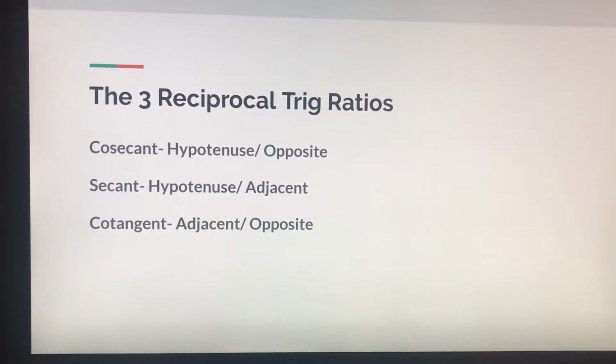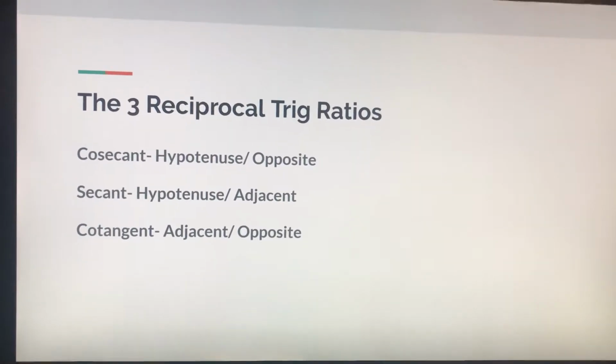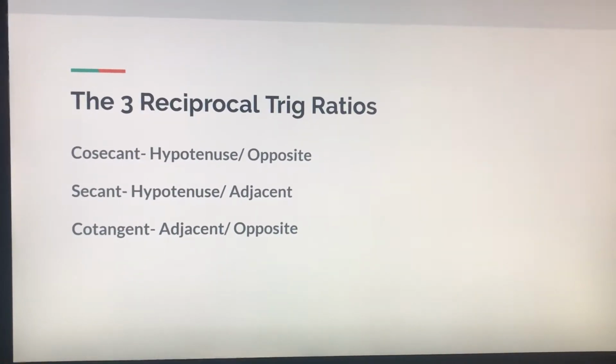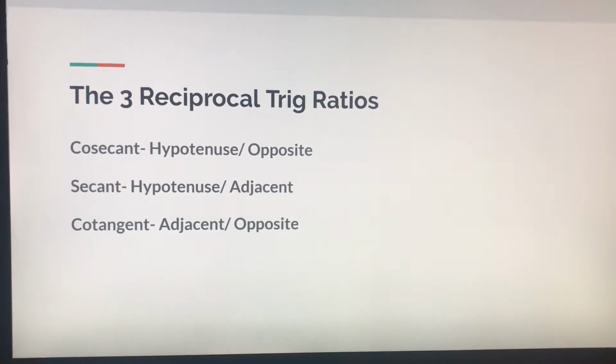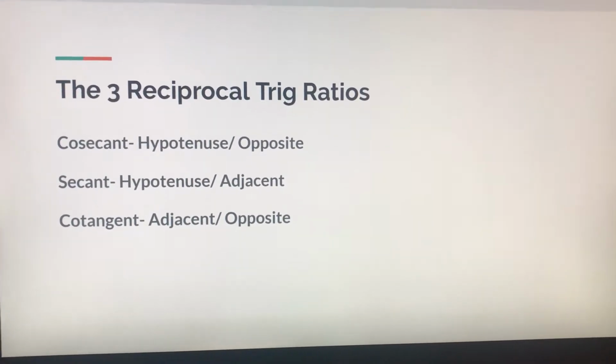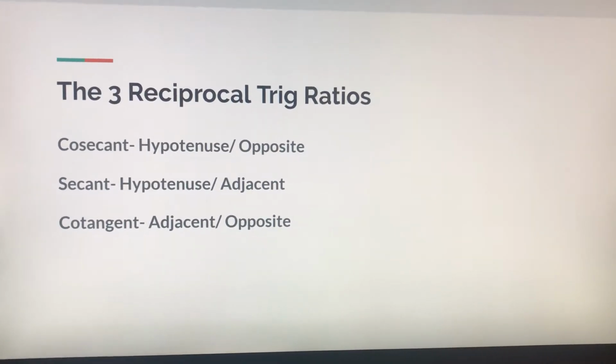Cosecant, which is the reciprocal of sine, is hypotenuse over opposite. Secant, which is the reciprocal of cosine, is hypotenuse over adjacent, and cotangent, which is the reciprocal of tangent, is adjacent over opposite.